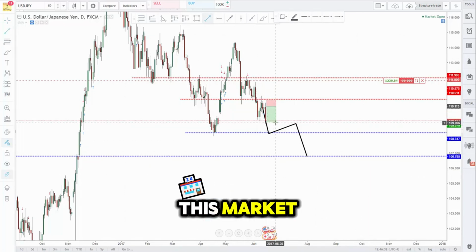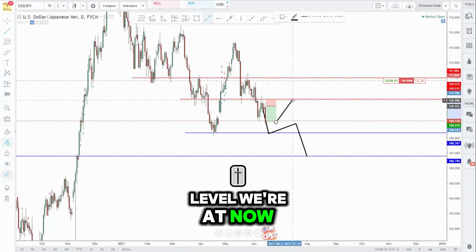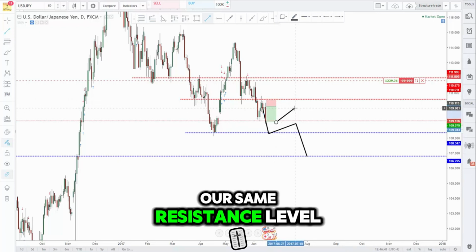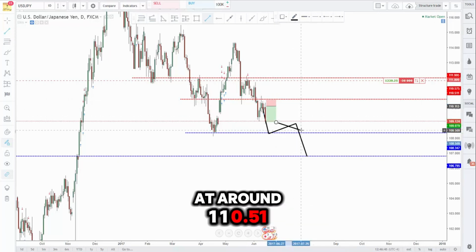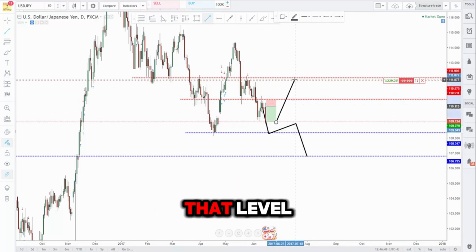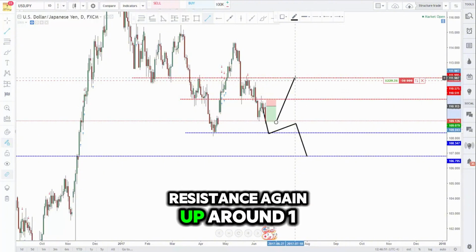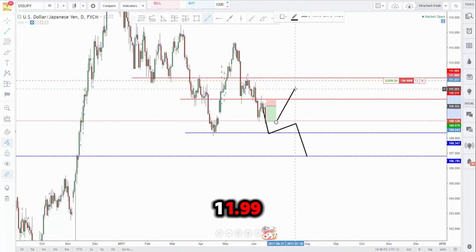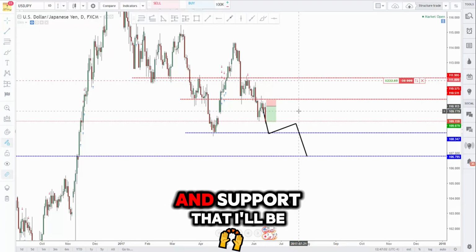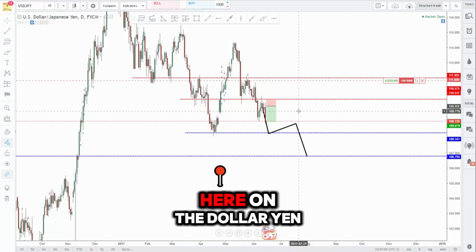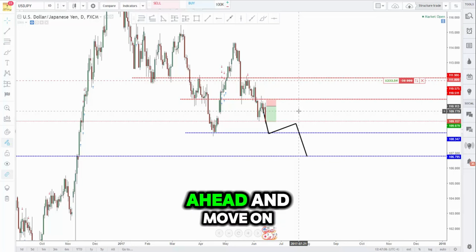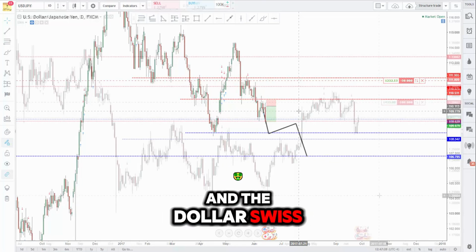We could also see this market push up from the level we're at now, in which case we'll be looking at our same resistance level at around 110.51, and if we break above that level, we'll be looking at resistance again up around 111.99. So that's the areas of resistance and support that I'll be looking at for trading opportunities here on the dollar-yen. And now we'll go ahead and move on to the pound dollar and the dollar Swiss.